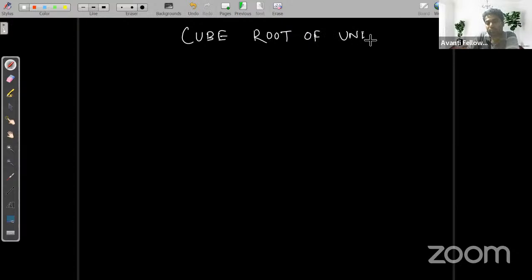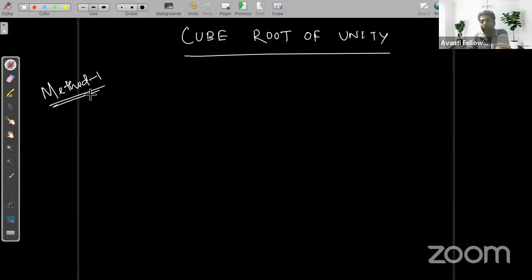Now we'll study a very interesting topic, that is cube root of unity. Unity means one. We are not talking about unit, we are talking about unity. So cube root of unity. First we'll use the first method. Let's understand the first method to find the cube root of unity.